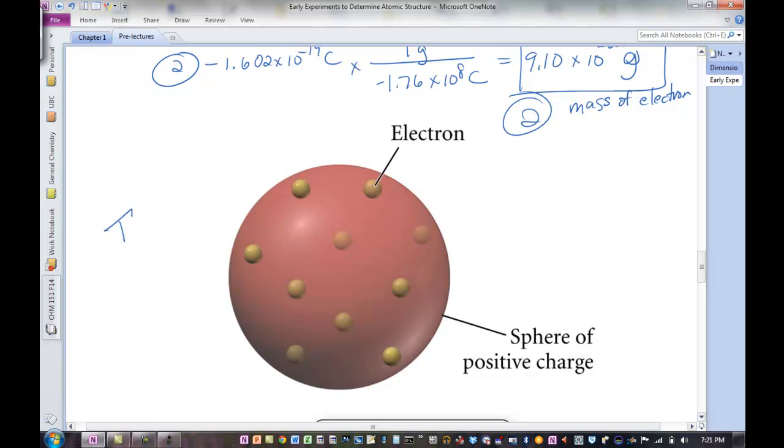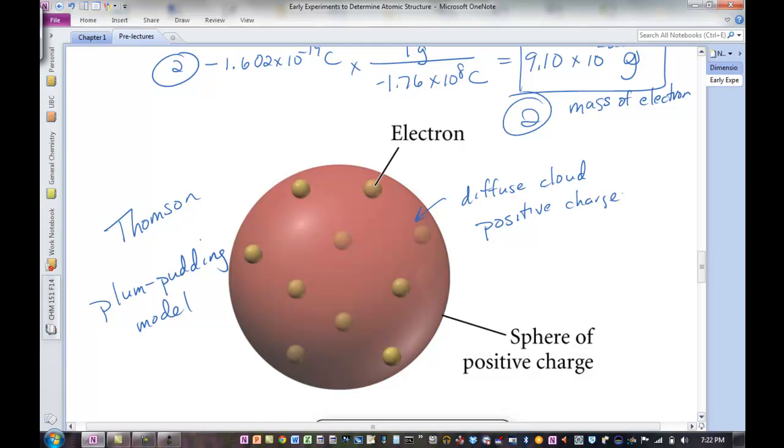Well, Thompson comes back and says, I'm going to propose a model of the atom. And this model, or this representation of Thompson's model, is affectionately known as the plum pudding model. He was an English physicist, and I've never had plum pudding, but plum pudding has raisins in it. And so he said, we have this diffuse, let's say cloud, so it's spread out of positive charge.